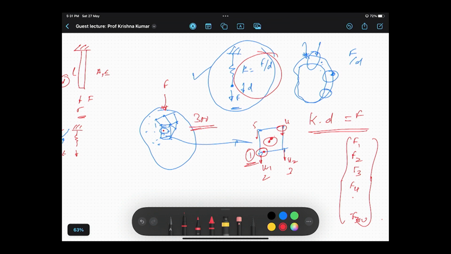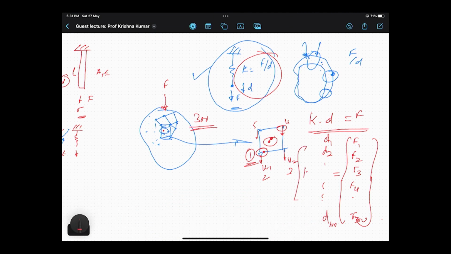And I already said that for this F, the behavior is monitored only at the blue points. They have the freedom to move for this force. So D is also D1, D2 up to D300. We are now looking at D as the displacement in one direction. If it is in three directions, 300 multiplied by 3. Let's not worry about that first. Now, then what is K?